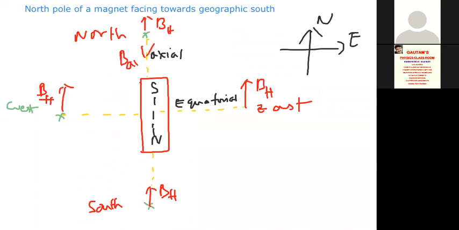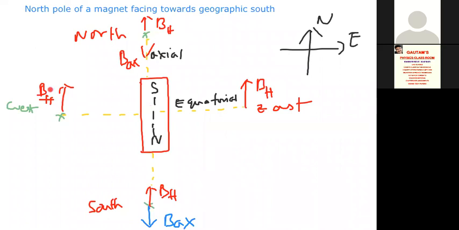B axial is in the direction south to north of the magnet, because the magnetic moment is south to north, so B axial is also south to north. So B axial will always be in the downward direction. So B axial will be in this direction. B axial is always south to north of the magnet direction. That means the magnetic moment is south to north, so B axial is also south to north, like this, down only.